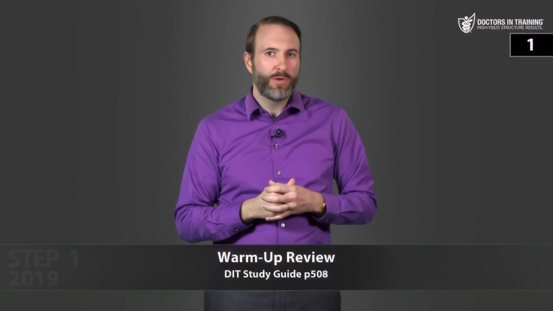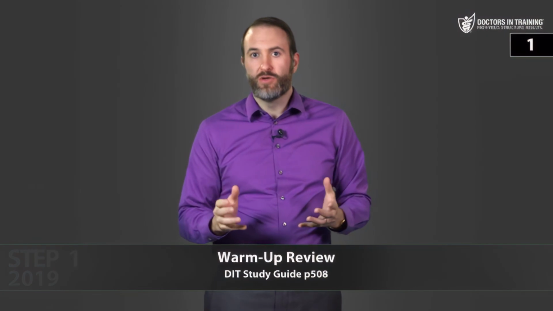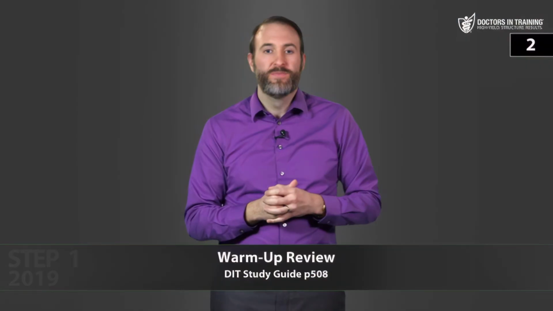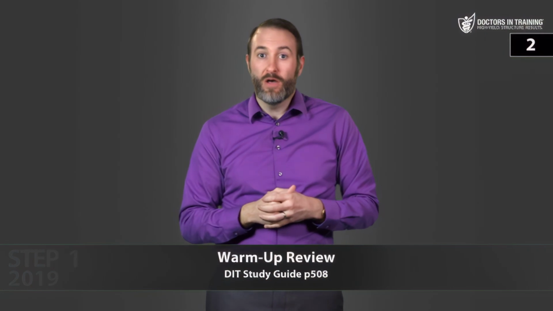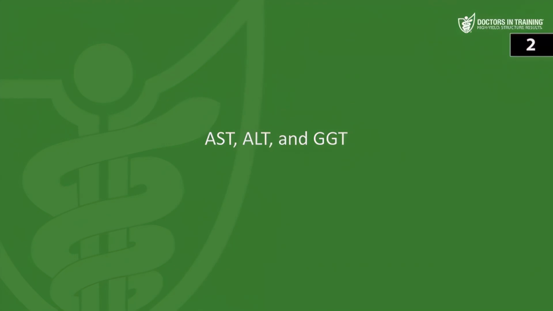It's time for another warm-up. Let's get going. First question here, what is the classic presentation of a patient with giant cell arteritis? Well, the classic presentation includes unilateral headache, jaw claudication, and towards the later stages of the disease, you can have blindness or impaired vision. Next, in a patient with an elevated alkaline phosphatase, elevations in which other serum lab markers would point towards a diagnosis of liver disease? So think about AST, ALT, and GGT. All right, guys, that brings us to the end of the warm-up. Let's get to that lecture now.